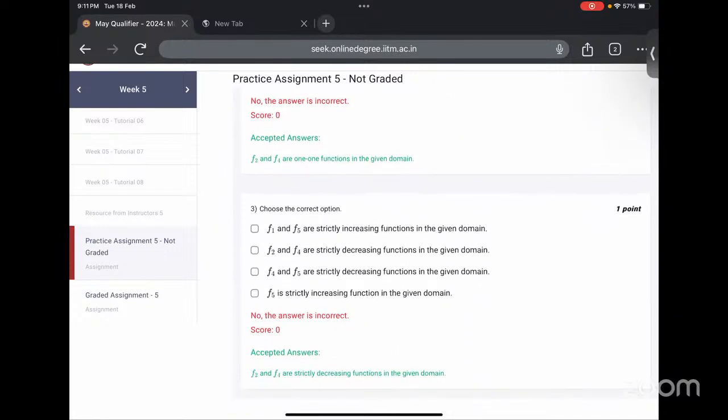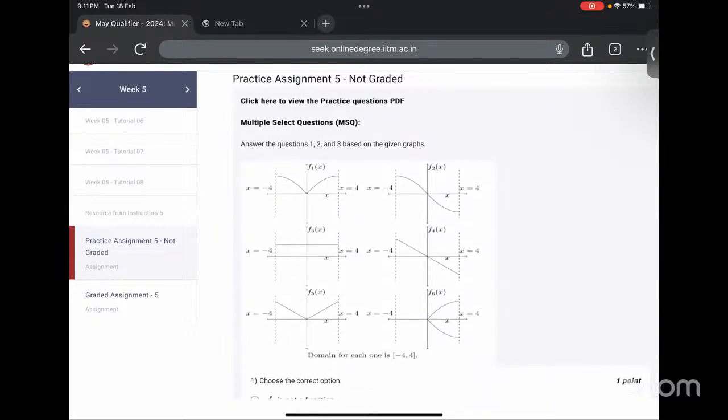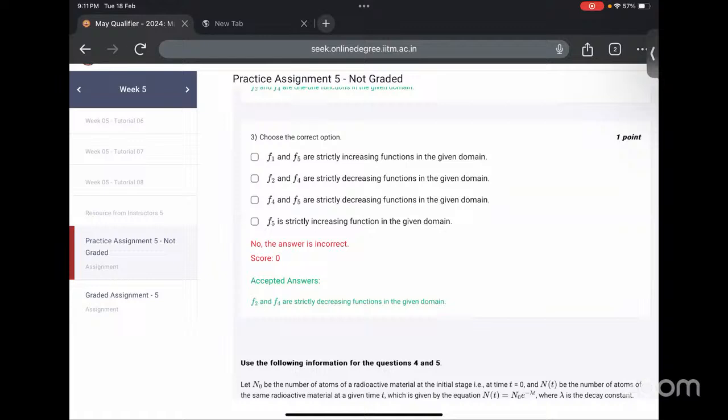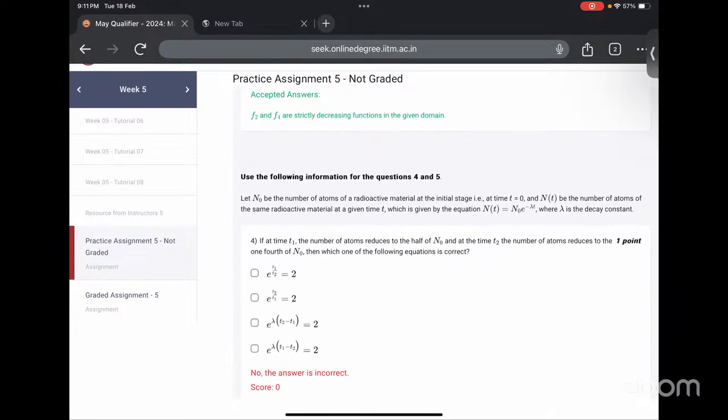Strictly increasing or decreasing in the domain, you have to check. That straight line F2 is strictly decreasing, and F2 and F4 are strictly decreasing. See, this is the correct answer. Okay, this is very easy, right?